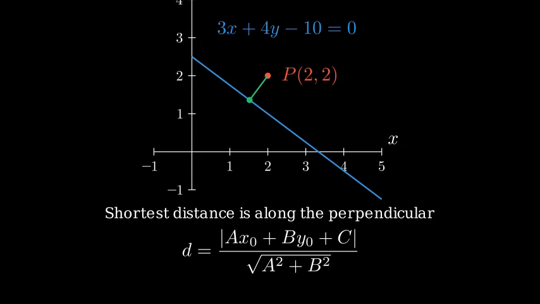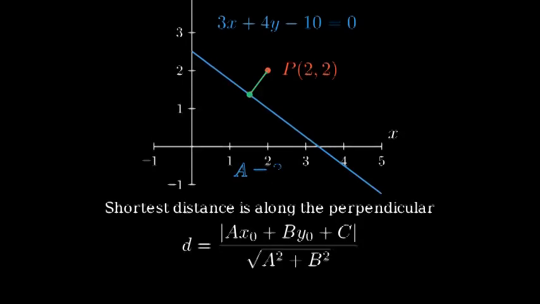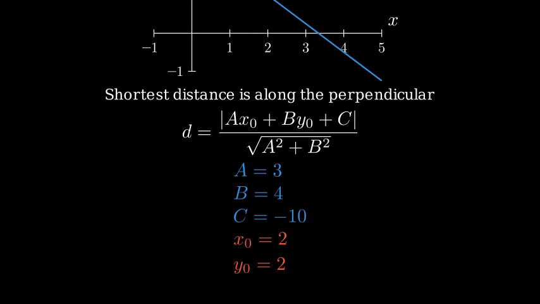Let's identify the components in our problem. From our line equation 3x + 4y - 10 = 0, we can see that a equals 3, b equals 4, and c equals negative 10.